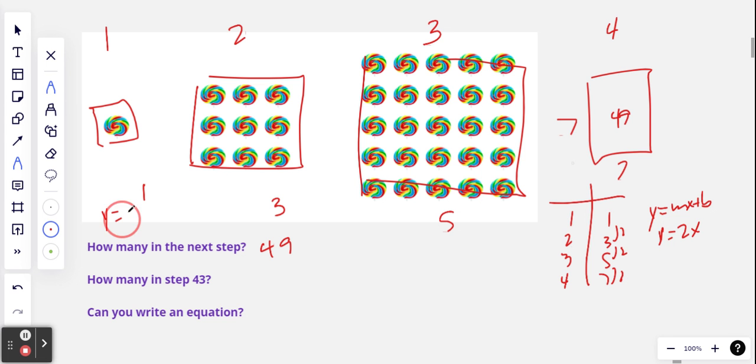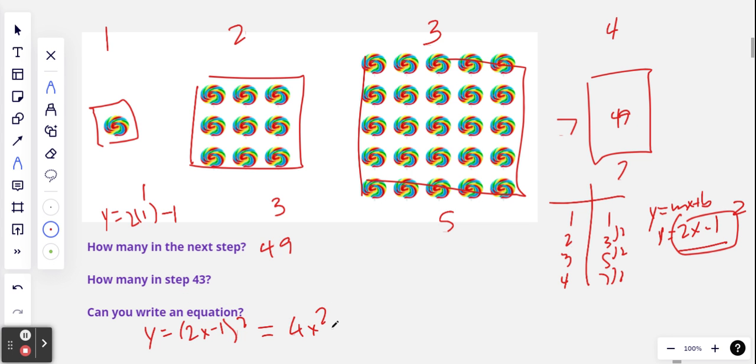If I put in y equals 2 times 1 here, I'd get 2. That's 1 too many. I'd have to subtract 1 to get to 1. So y equals 2x minus 1. This is not the equation for this pattern. It's the equation for the side length. To get the number of lollipop heads, I would have to take this and square it. So I think our equation is y equals (2x minus 1) squared. You could FOIL that out. I think I will. Let's see, that's 4x squared minus 4x plus 1.